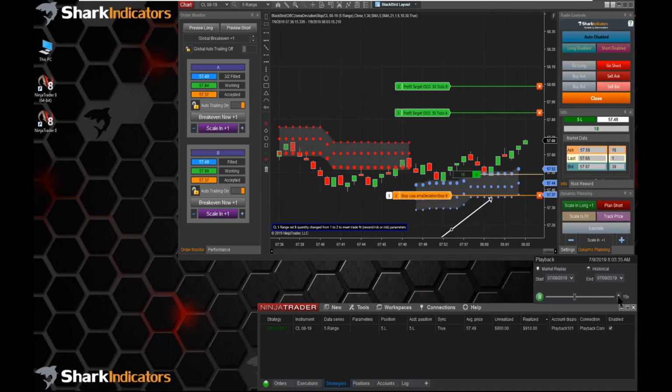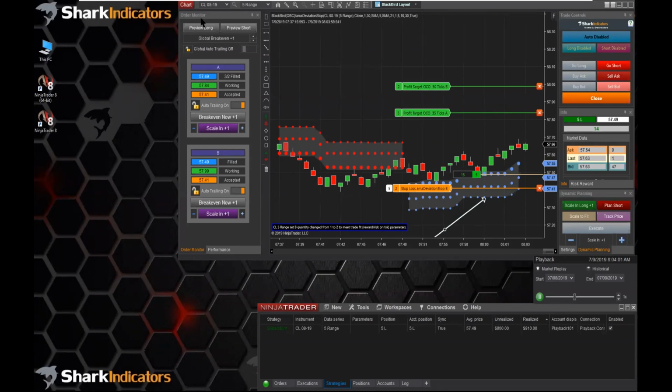Let me slow this down here. I'll take this opportunity while we're waiting for the market to move up. Also something else I wanted to show you, for those discretionary traders that want to take over and have the power to manage their trade: we have the order monitor panel here, where we can see the status of our orders. We can see our entry order was filled, we can see the working price of our profit target, and our stop loss has been accepted and is working as well. So you can keep an eye on things here.